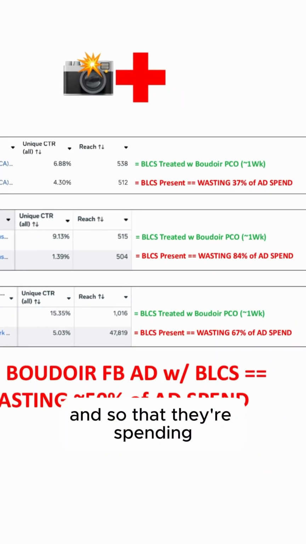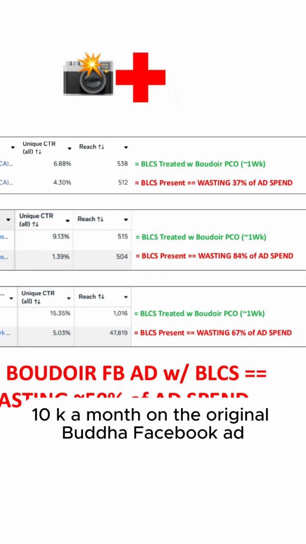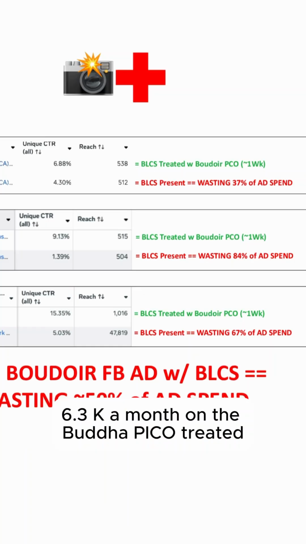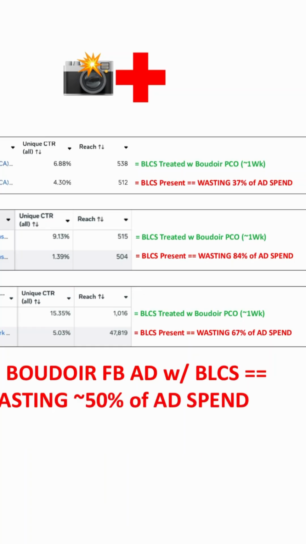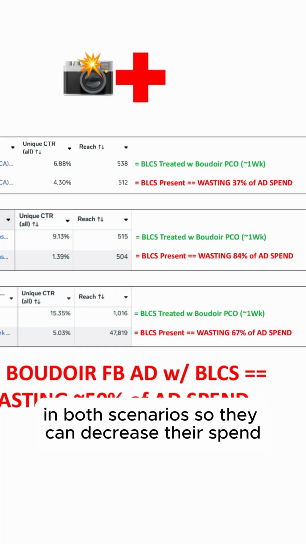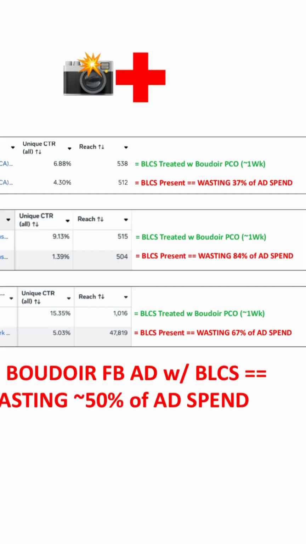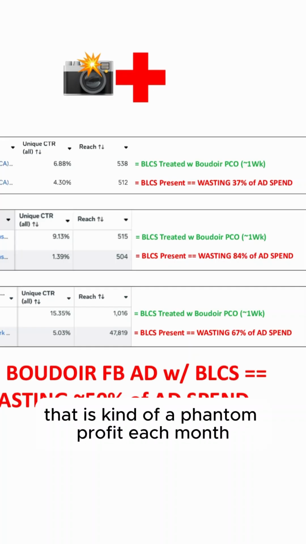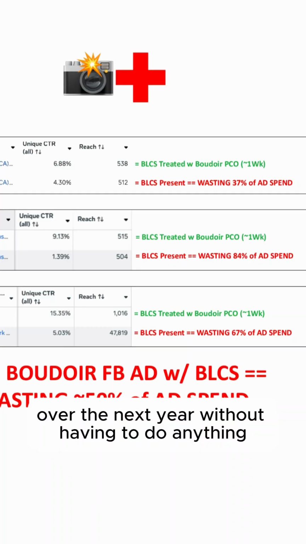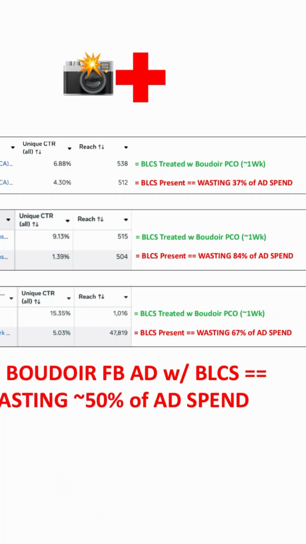So say they're spending 10K a month on the original Boudoir Facebook ad. Now they only need to spend 6.3K a month on the Boudoir Pico treated Facebook ad, and they'll get their ad into the same number of women's brains in both scenarios. So they can decrease their spend by $3,700 a month and pocket that as a kind of phantom profit each month. That's like 40K over the next year without having to do anything.